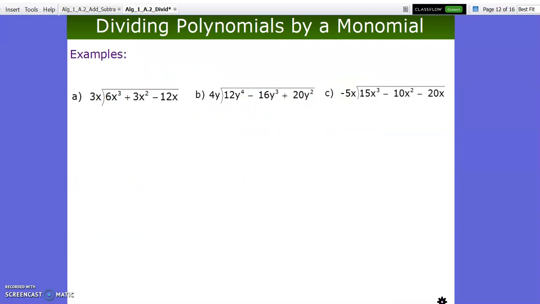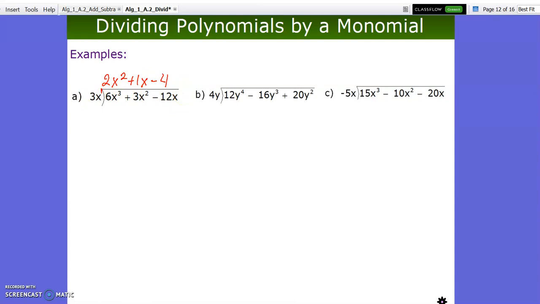All right, let's try again. So we've got 3x goes into 6x. 3 goes into 6 twice. And I've got an x to the first going into x third. Subtract your exponents, you get x to the second power. 3 goes into 3 positive 1 time. Subtract your exponents, you get to the first power. 3 goes into negative 12 negative 4 times. Subtract your exponents, I'm left with nothing.